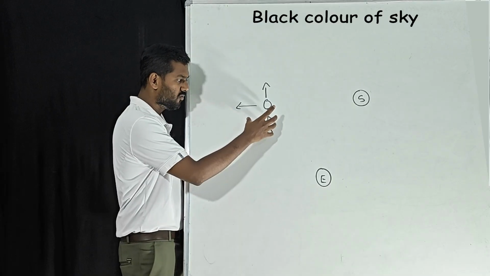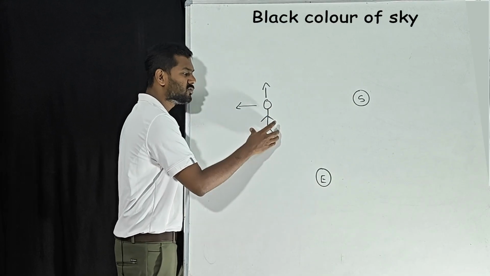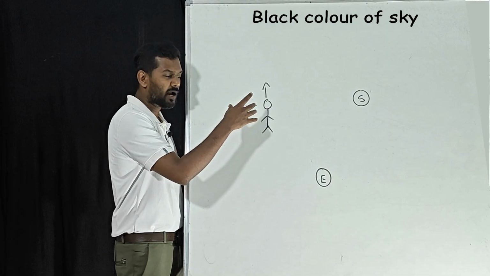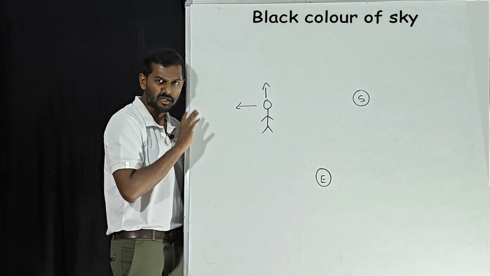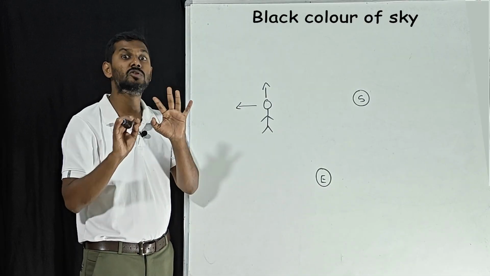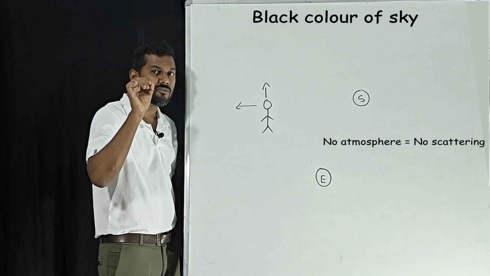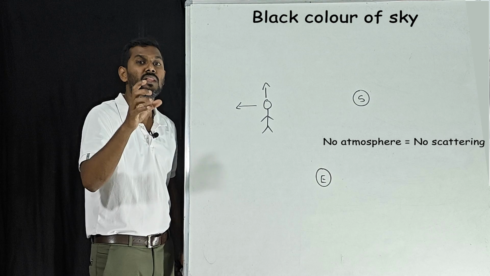Assume an astronaut who is there on the earth right now. So he or she moves to the space, and they are away from the earth's atmosphere. This is the condition. Now in the space we know it is nothing but vacuum. Vacuum means no atmosphere, correct? No atmosphere, and scattering of light is only possible in atmosphere.